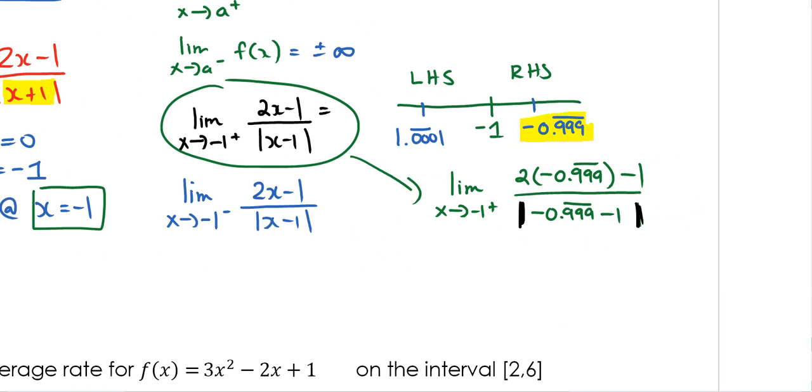Okay, so when you evaluate this expression, if I look at my numerator, 2 times -0.999 repeating is going to give me a negative value. And if I subtract another negative value from that, I will definitely get a negative answer on my numerator. Now for my denominator, this whole expression is inside the absolute value, so I will always get a positive answer on my denominator. So a negative divided by a positive will give me negative infinity.